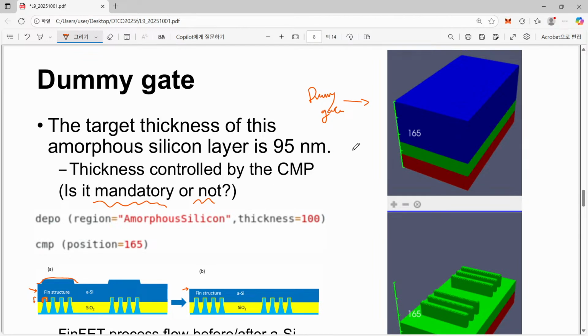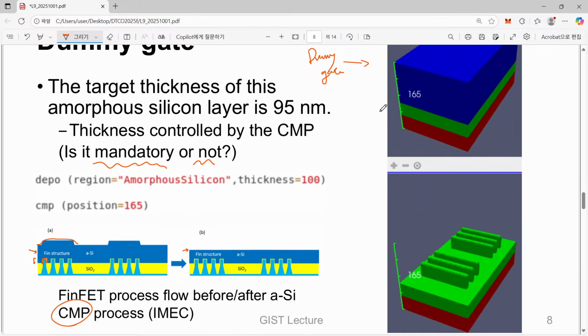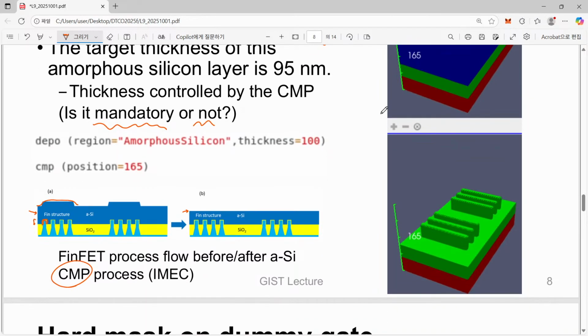Now we have a planarized dummy gate, but there is no patterning yet. We must pattern it. The lower part is just showing what is behind this dummy gate. Now we have well-defined fins here, and what we want to do is draw these lines perpendicular to this fin direction.